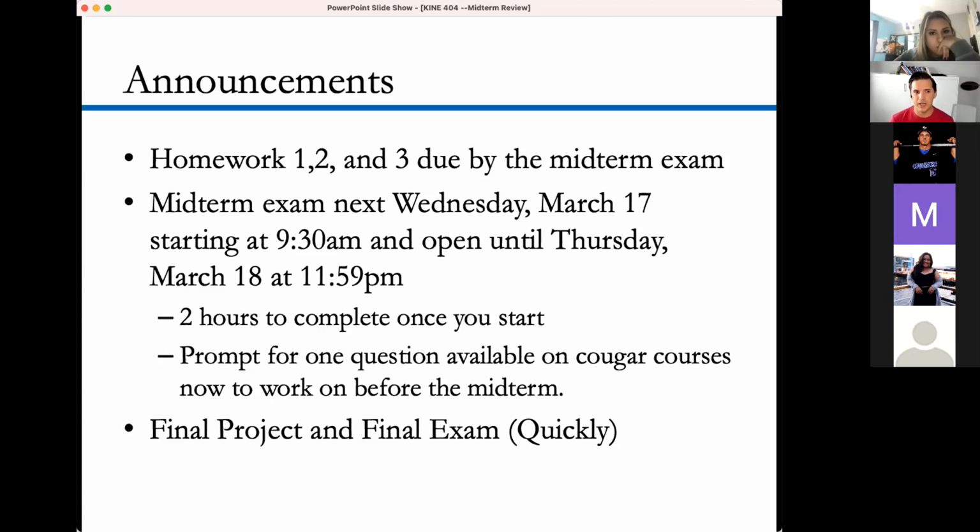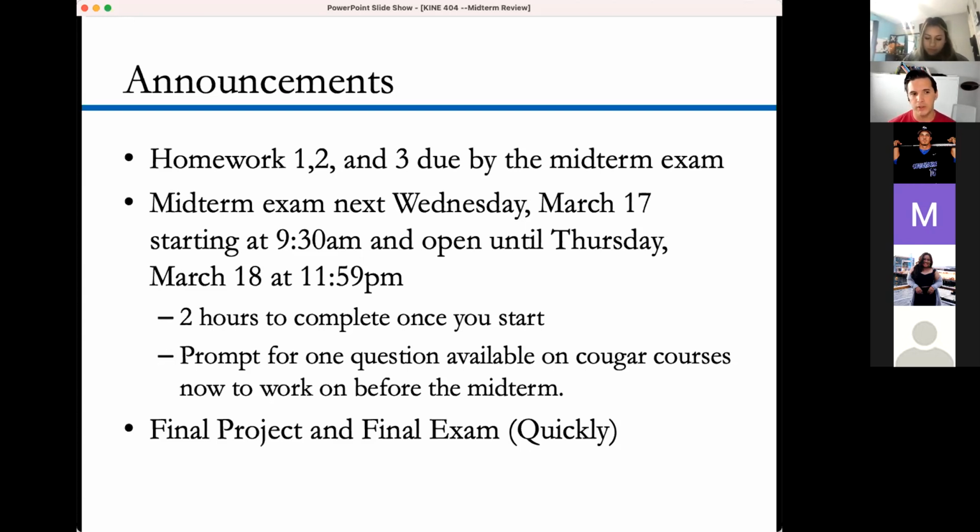I've been keeping up to date on Cougar Courses and most people have submitted homework 1. About half of you have submitted homework 2. And then obviously homework 3 has a goal deadline of this Sunday, so I don't believe anyone, or maybe 1 or 2 people, have submitted homework number 3 at this point.